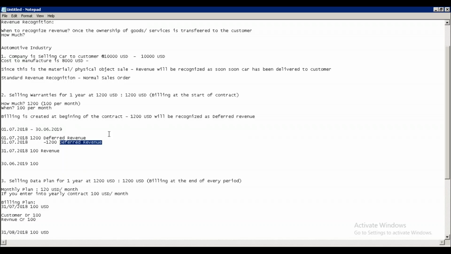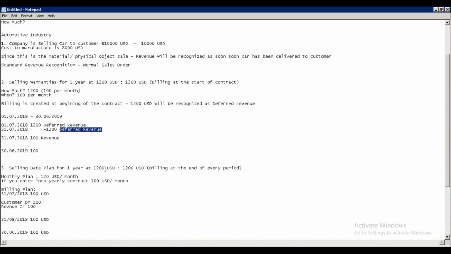Okay, let's go to the third one now, which is again the same. The contract is valid for 1 year for 1200 USD. So definitely per month cost is 100 USD, and we need to recognize the revenue only 100 USD per month. But here we are not doing the billing at the start of the contract. We are allowed to bill at the end of every period.